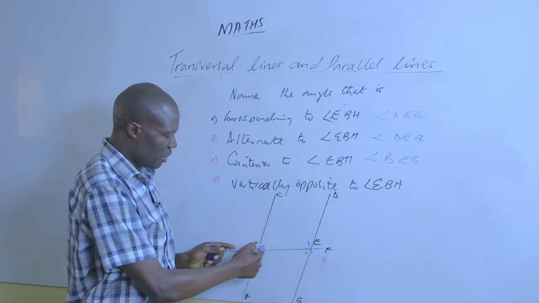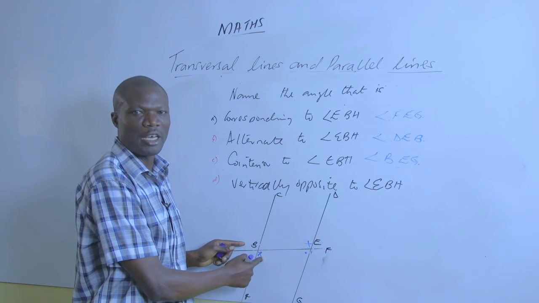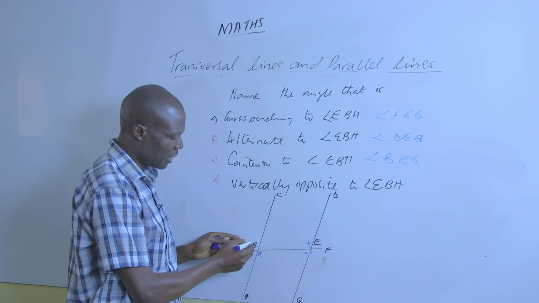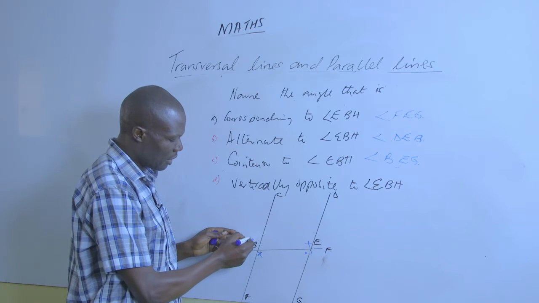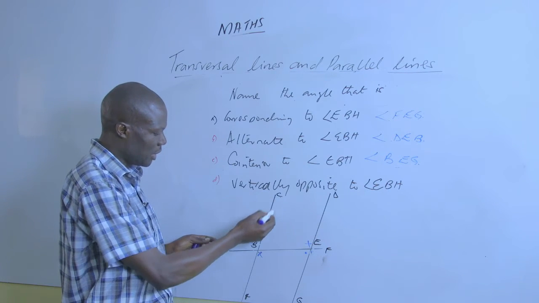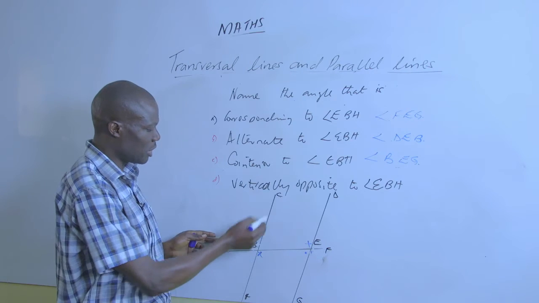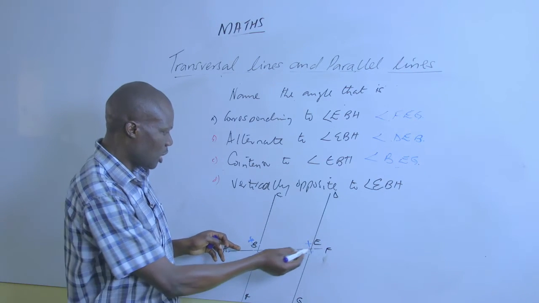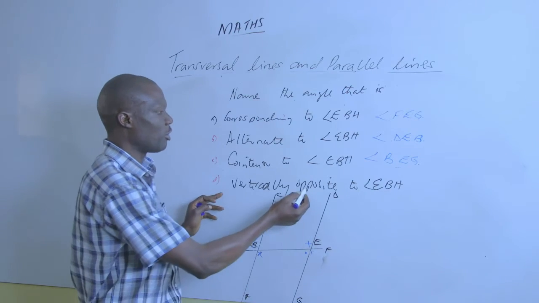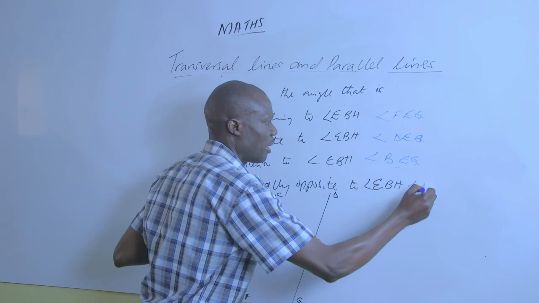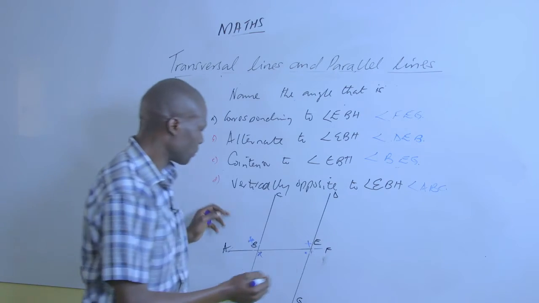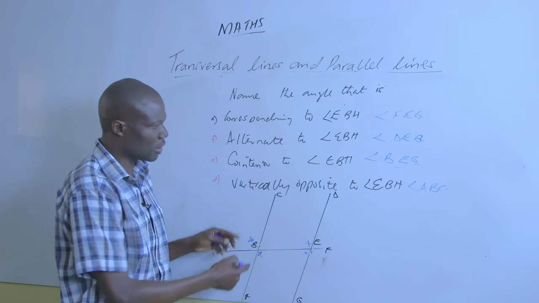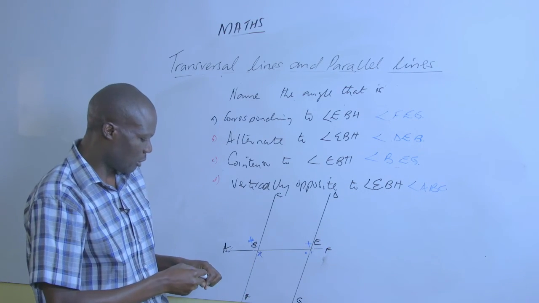And finally, vertically opposite to EBH. If this is EBH, vertically opposite is directly on the opposite side. You'll find that the angle here, which is CBA or ABC, forms a vertically opposite angle to EBH. So the answer for this is angle ABC. It's supposed to be vertically opposite and is always equal.